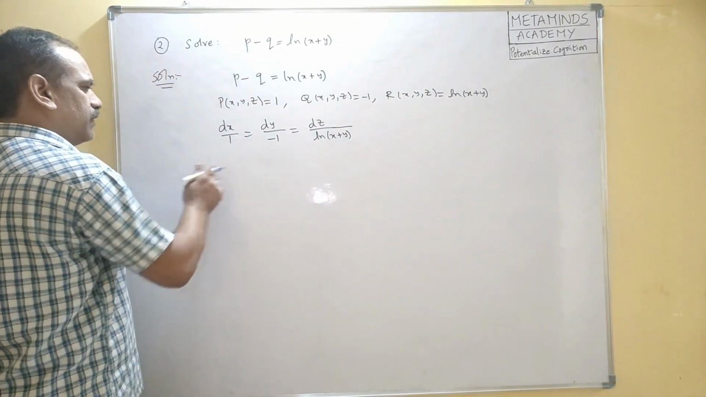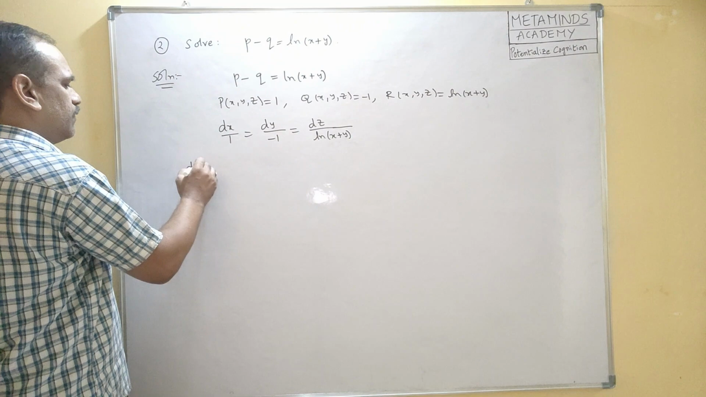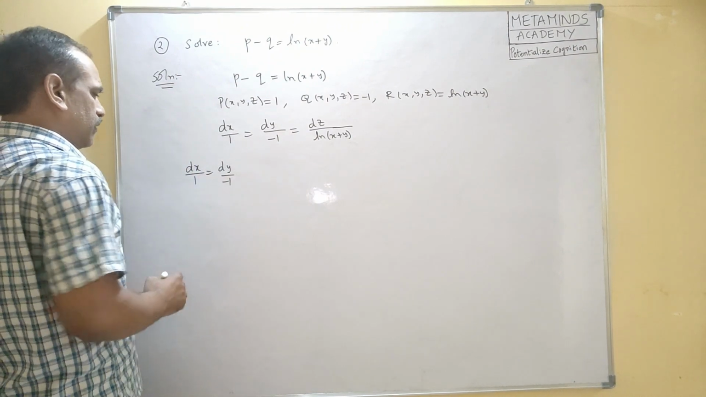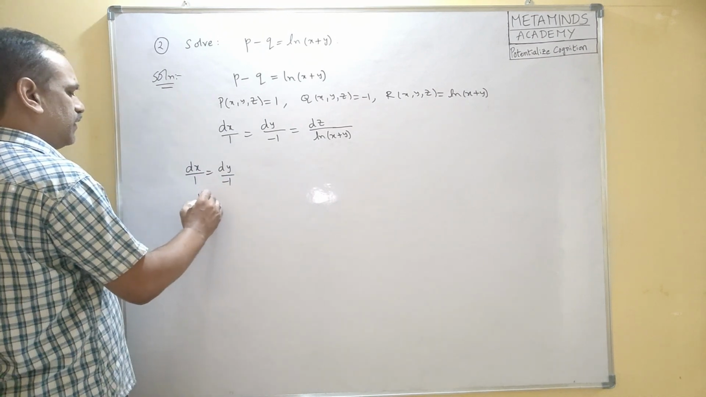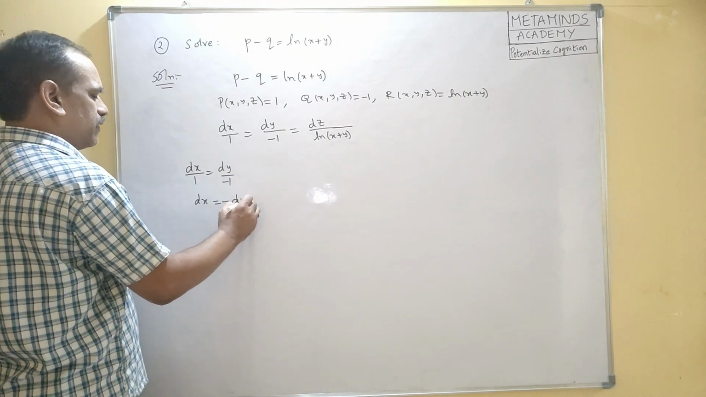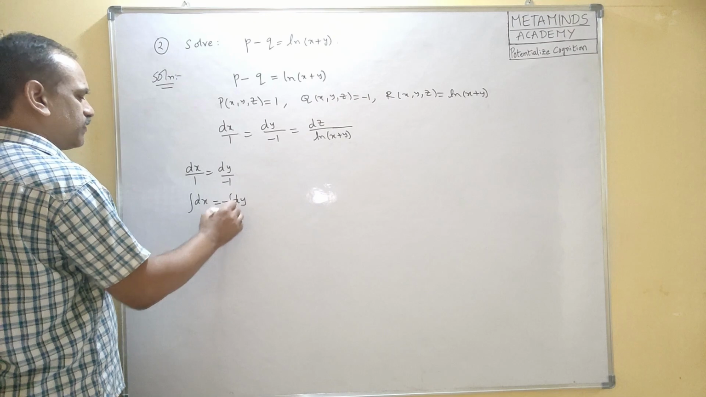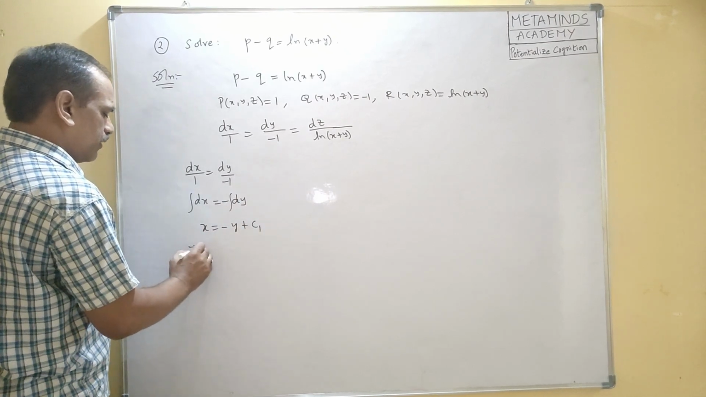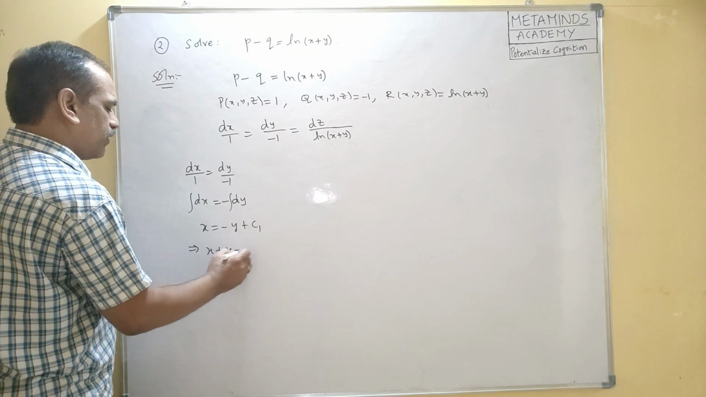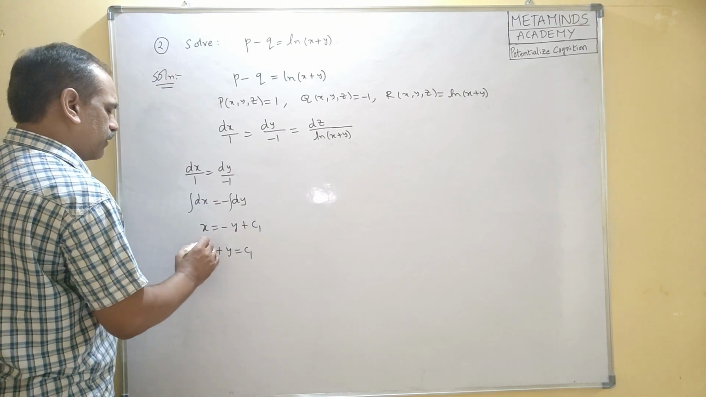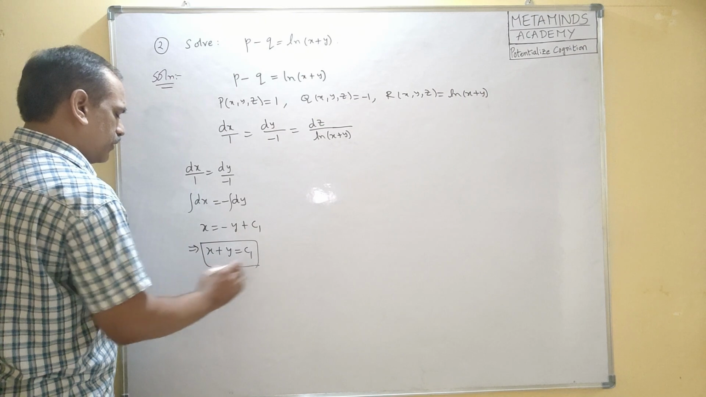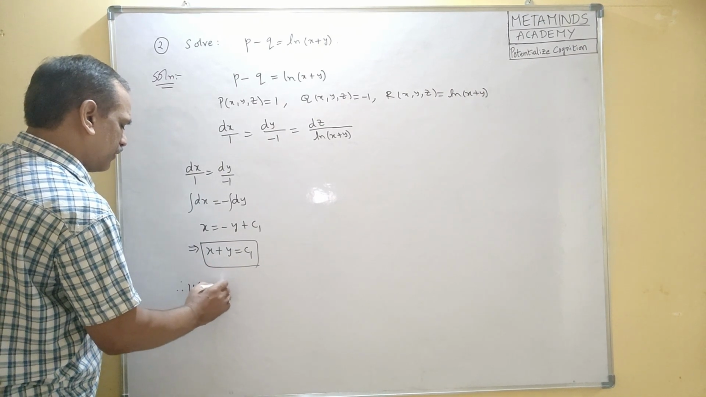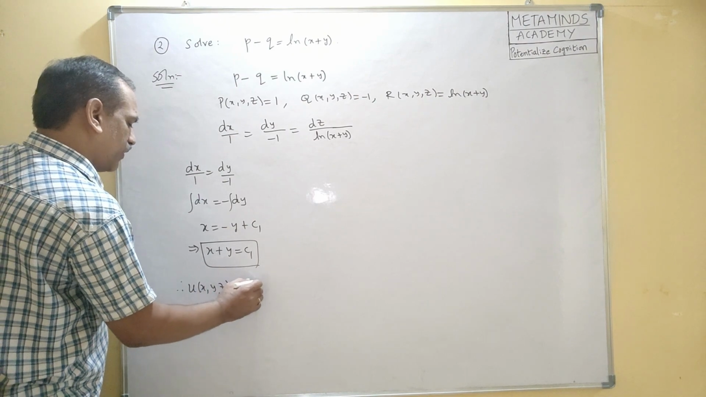Now we consider the first two, which are dx/1 = dy/(−1). So dx is −dy. Integrating on both sides, you get x = −y + c1. So x + y = c1. Therefore, u of x, y, z is x + y.